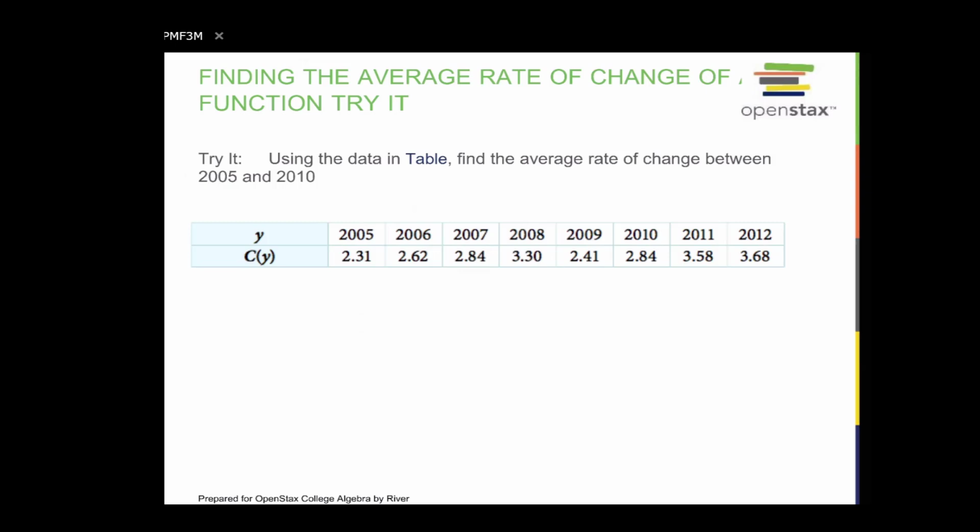Okay, so your turn. Try it. Using the data in the table, find the average rate of change between 2005 and 2010. Pause it as usual. When you unpause, we'll go over the answer.